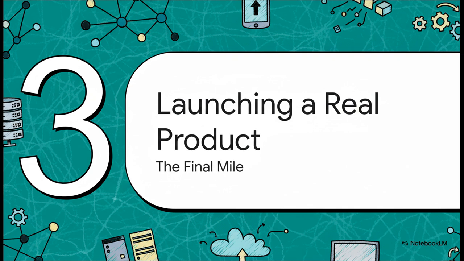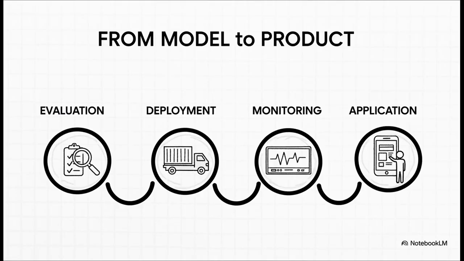We are on the home stretch now. We've built the AI's brain, we've connected it to the world. Now for the final boss, turning it into an actual product that people can rely on. This is the final mile, where we make sure our application is reliable, scalable, and actually user-friendly. And this involves a few absolutely crucial final steps.